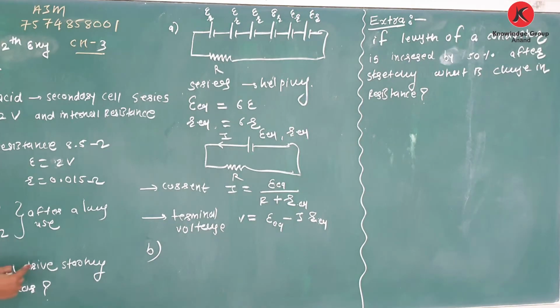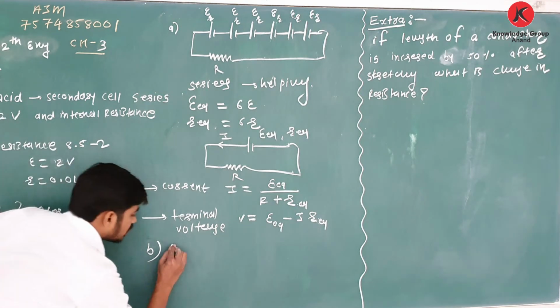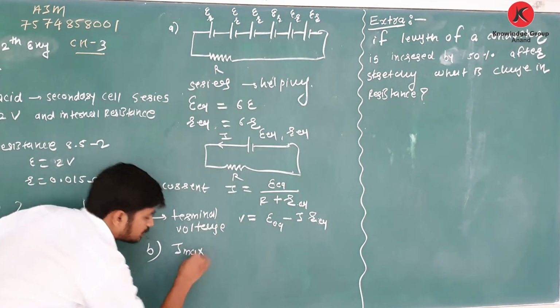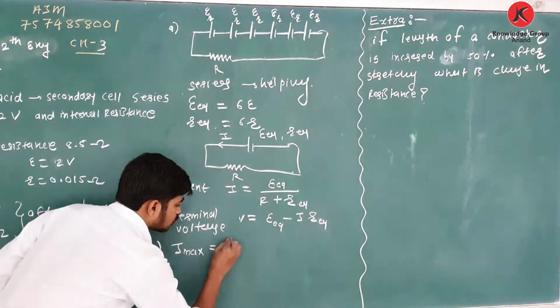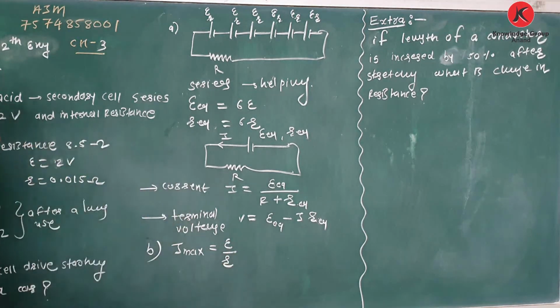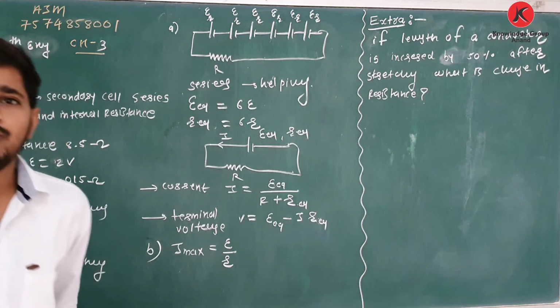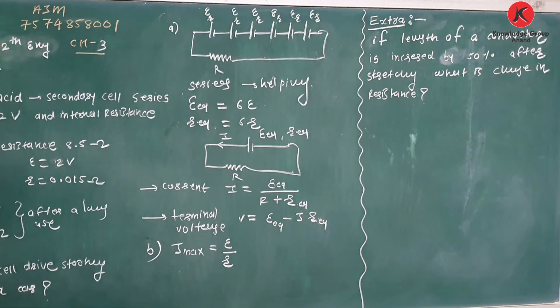Could the cell drive the starter motor of a car? That is your question. First of all, we will find I maximum. If you remember the theory, I maximum is equal to E upon r, EMF upon internal resistance. EMF is 1.9 divided by 380. You will get a very small amount of current, and that is not enough to start the motor of a car.